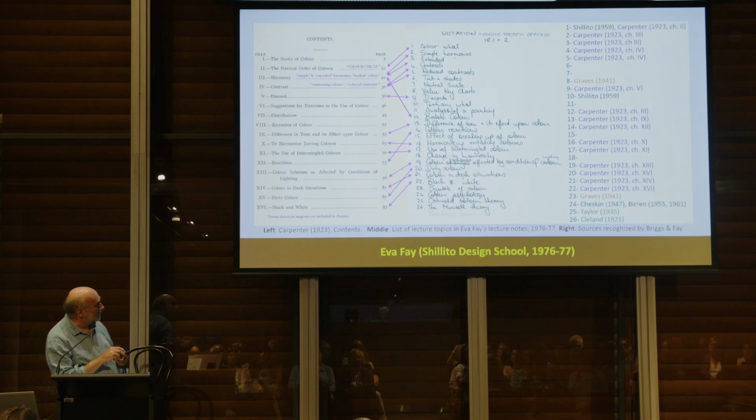So Cheskin, Biren, Cheskin was sort of like a commercial student and practitioner of commercial colour and design, Biren as well. Otherwise, mostly fairly familiar.